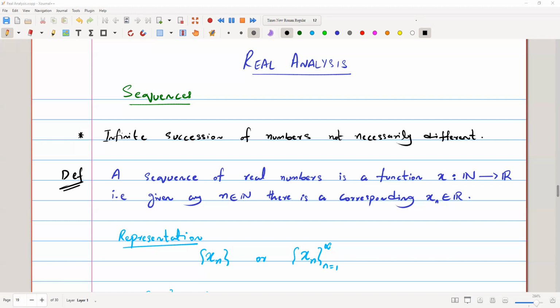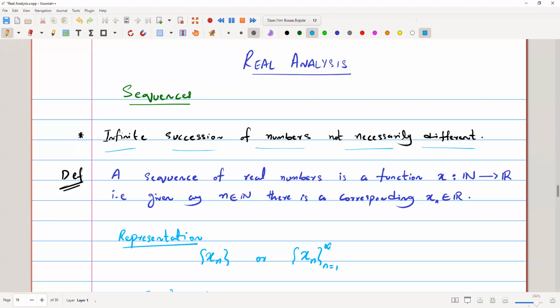Now we will take on this chapter, that is sequences, and we will use all the results that we derived in the earlier sections. So let's start with the definition of the sequences. It says that it is an infinite succession of numbers, not necessarily different. So it's not a rigorous definition, it's just an intuition that the sequences are infinite successions of numbers, and it's not necessary that the numbers are different.